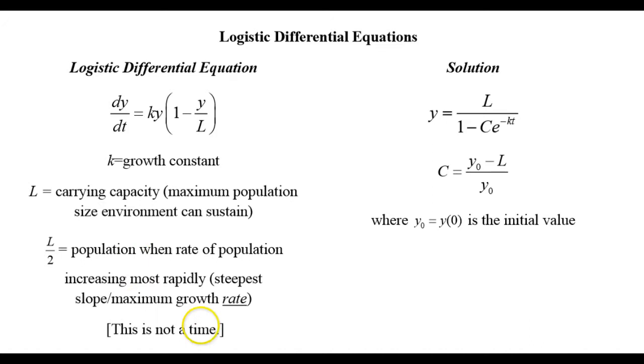But this is not a time. A lot of people get that confused. If L is an amount of species, L over 2 is still an amount of species. So it's not a time, it's an amount of whatever we're quantifying. But if I look at the input to whatever L over 2 came out of, that would then be a time. So the vertical axis is in a number of species or quantity that we're counting, but the input is the time.